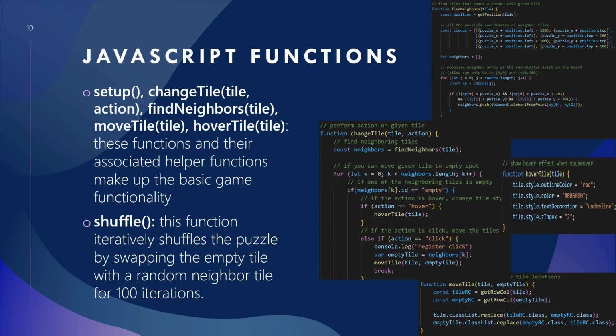There's a few functions that make up the overall JavaScript file. There is setup, change tile, find neighbors, move tile, and hover tile. Change tile will change the tile once it's clicked. Find neighbors will find a tile that shares a border with the given tile. The move tile function will swap the class to swap the tile locations. And the hover tile function will change the color of the border and text styling once a user hovers over that tile.